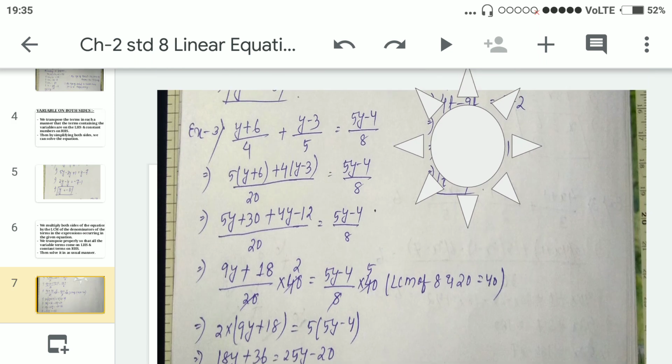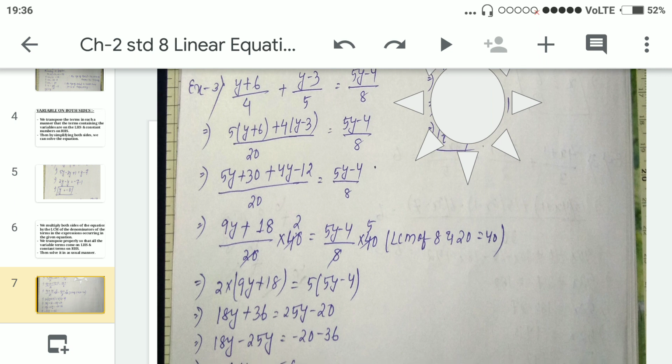Here it is mentioned: (y plus 6) by 4 plus (y minus 3) by 5 equals (5y minus 4) divided by 8. So in all the terms, the variable is on both sides and it is also a fractional part. So just take the LCM of 4 and 5, it is 20, and as usual, LCM divided by the denominator, multiplied with the numerator. So 20 divided by 4, you will get 5, so 5 into (y plus 6), and 20 by 5, that is 4, so 4 into (y minus 3). You are getting (5y plus 30 plus 4y minus 12) by 20 equals (5y minus 4) divided by 8. Now 20 and 8 are present on both sides.